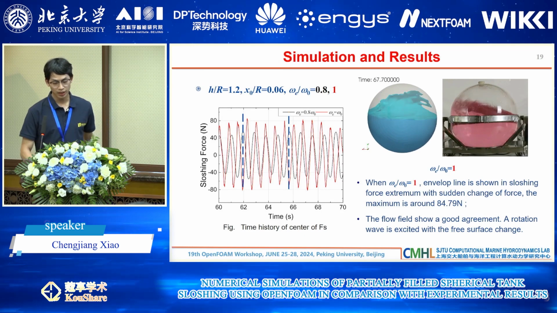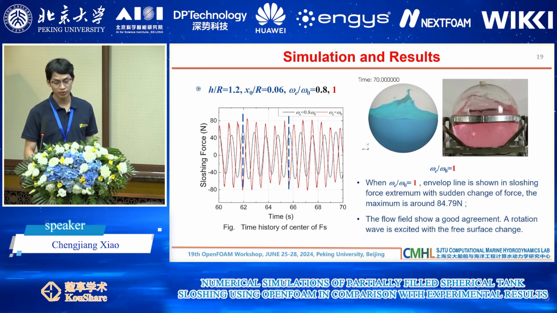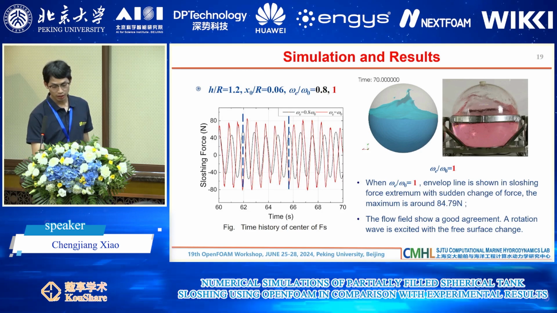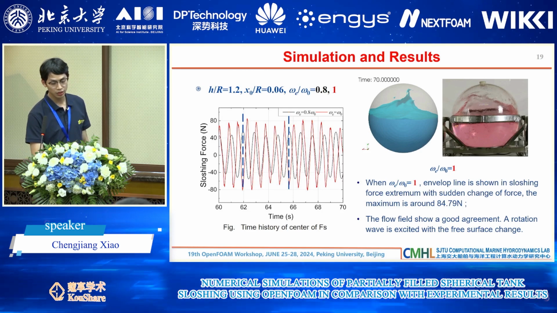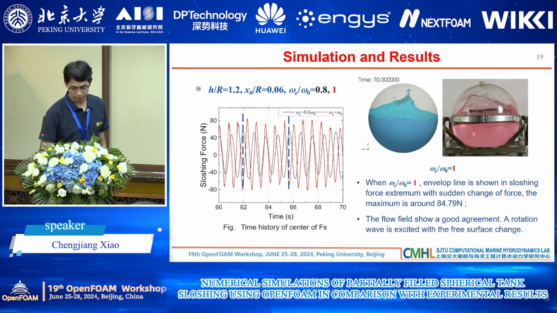For the black line, we can see that there is an envelope line in the extreme value, and some force component excited in the y direction. This two-wavelength phenomenon is not totally the same.